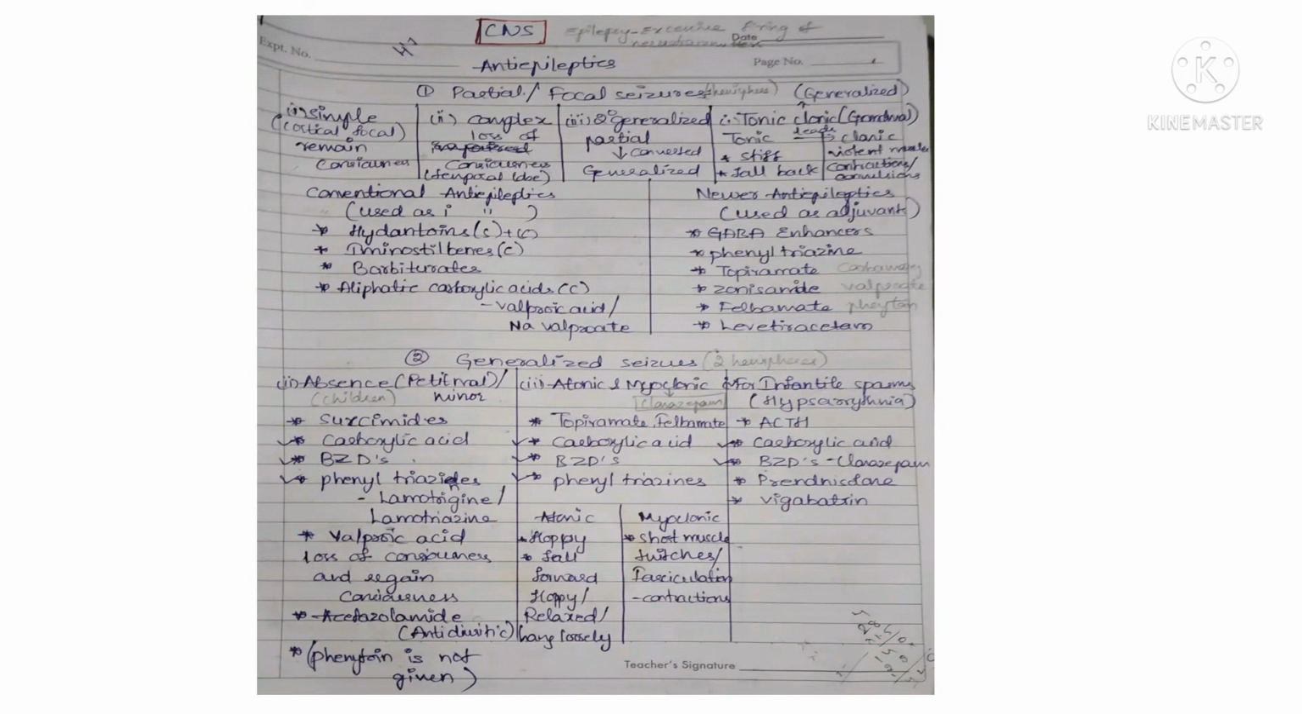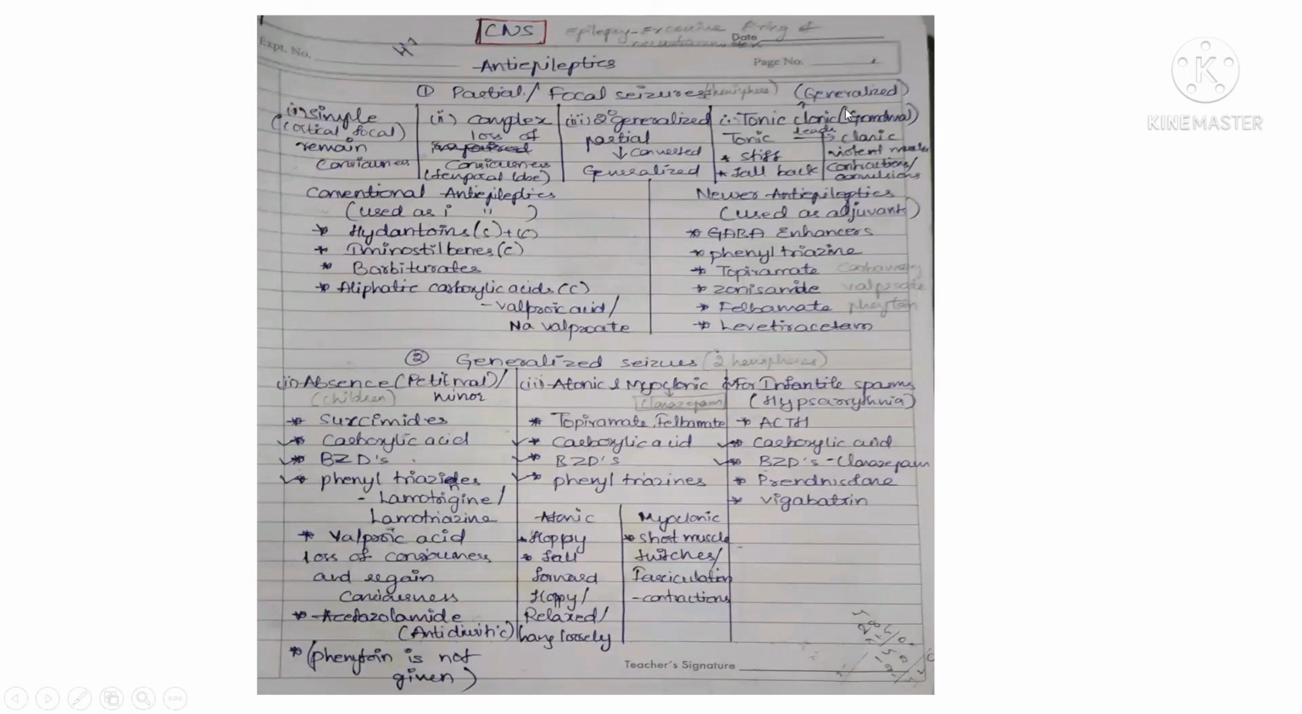The drugs used to treat these partial and focal seizures are hydantoins, iminostilbenes, barbiturates, and aliphatic carboxylic acids like valproic acid, which is also called sodium valproate. These are the drugs used to treat partial or focal seizures. And next we'll come to generalized.